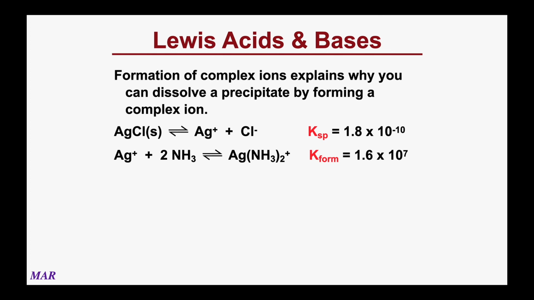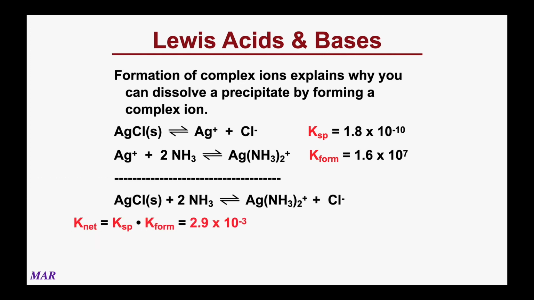So notice here we've got a K expression for silver chloride breaking into the ions. We have a formation constant for this complex ion. If you combine them, you can figure out the net reaction. And when you combine them, the silver ions cancel. You have silver chloride and 2 ammonias making Ag(NH3)2+ and chloride. This K is still reactant favored. It's less than 1, but it's not as reactant favored as the initial one was.